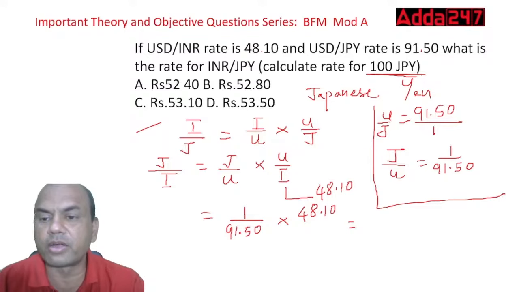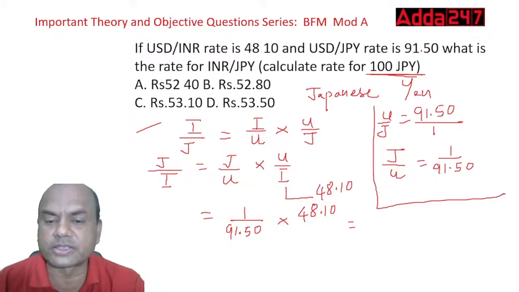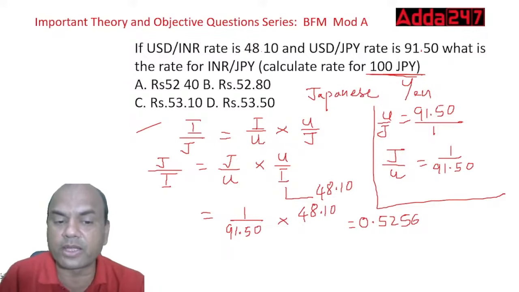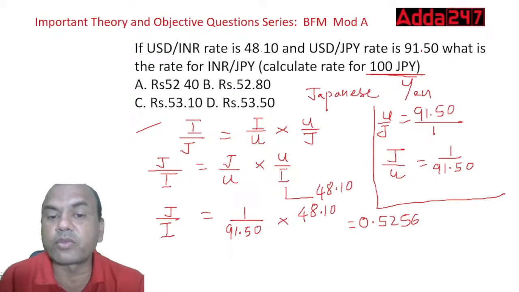48.10 divided by 91.5. So it is 0.5256. Now this is for JPY to INR. But they want it for 100 JPY. So multiply this by 100. So it will be 52.56. Where is the answer? Check this.